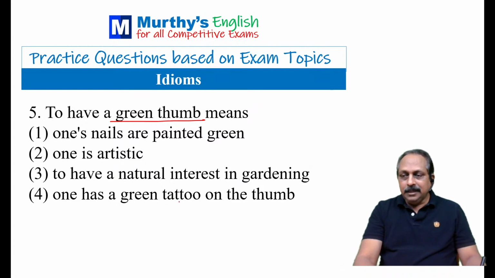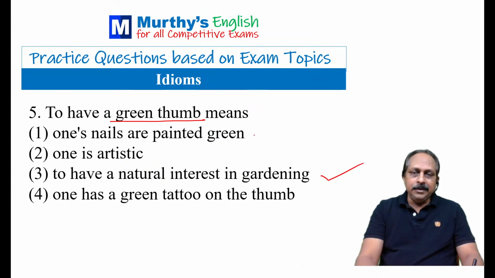I think idioms are easy today. I'm sure many students will get all the five correct. What is the answer for the last one, question number 5, based on idioms? We are running out of time. Fifth one, third option. To have a natural interest in gardening. To be good at gardening, actually, but still painted green, not correct. Artistic, not correct. Green tattoo on the thumb, not correct. Answer is the third option.